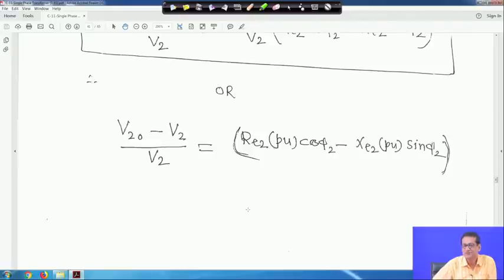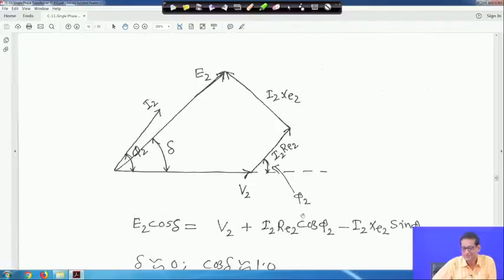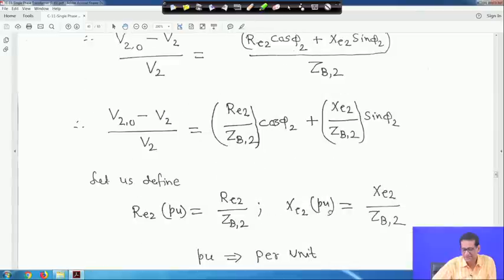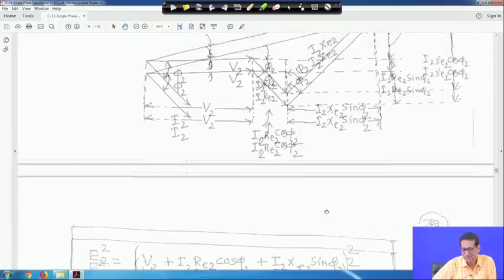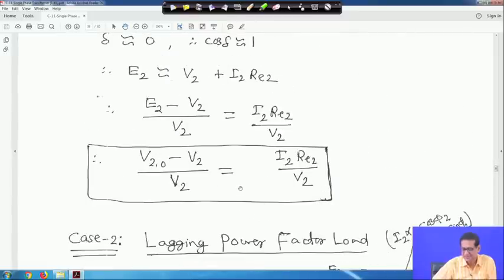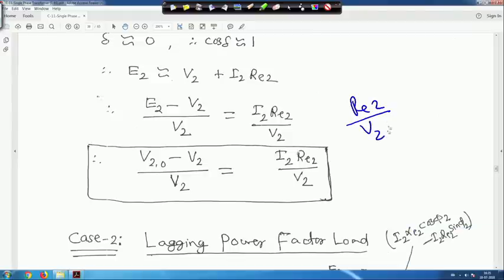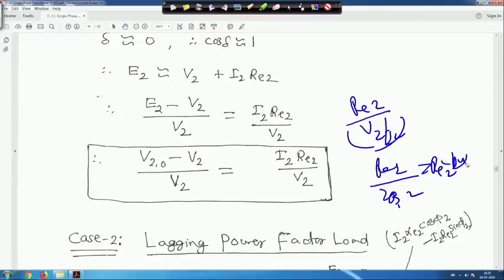The other thing: if you go to the unity power factor load, the regulation here is equal to RE2 divided by V2 upon I2. So, this is RE2 divided by ZB2, which is equal to RE2 per unit, for the unity power factor load. So, cos phi is equal to 1.